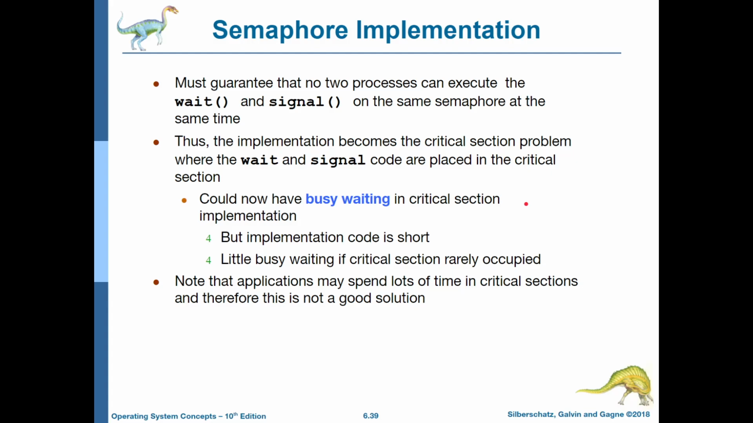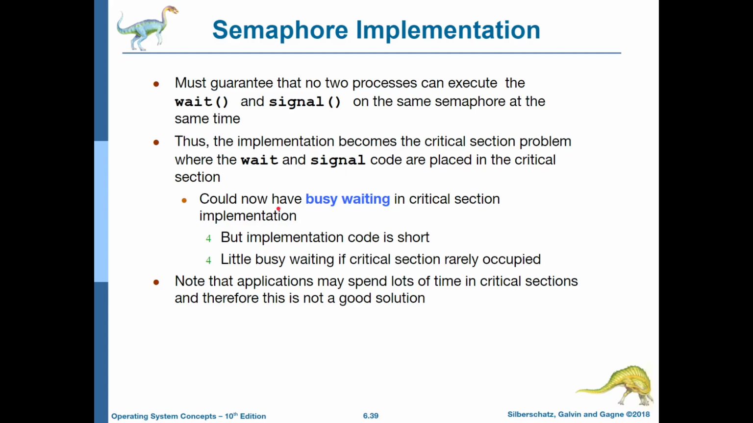So, how do we implement a semaphore? Well, here's the deal. We must guarantee that no two processes can execute the wait or signal on the same semaphore at the same time. So, semaphores implement locking inside the actual function. This means that the critical section problem actually gets moved into the wait and signal functions. So wait and signal become critical sections of themselves.